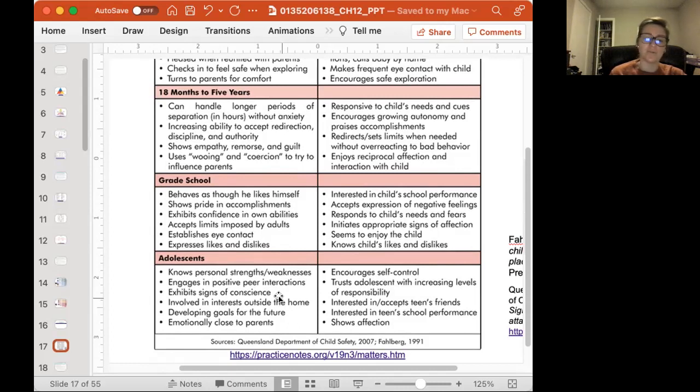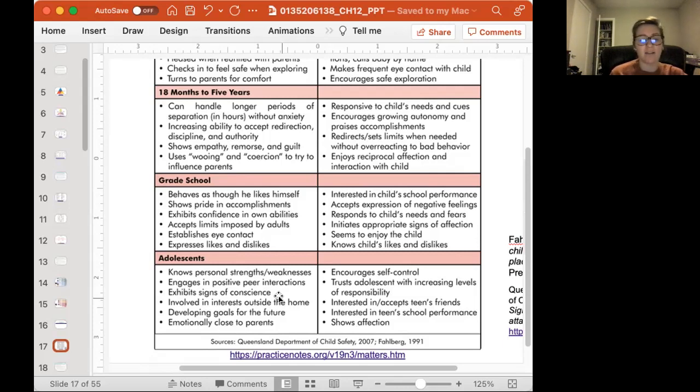As for grade school, securely attached children behave as though they like themselves. They show pride in their accomplishments, exhibit confidence in their own abilities, accept limits imposed by adults, establish eye contact, and express likes and dislikes. The parents are interested in the child's school performance, accept expression of negative feelings, and respond to children's needs and fears. They initiate appropriate signs of affection, and they seem to enjoy the child. They know the child's likes and dislikes, instead of being totally uninvolved and saying, "I have no idea," right?